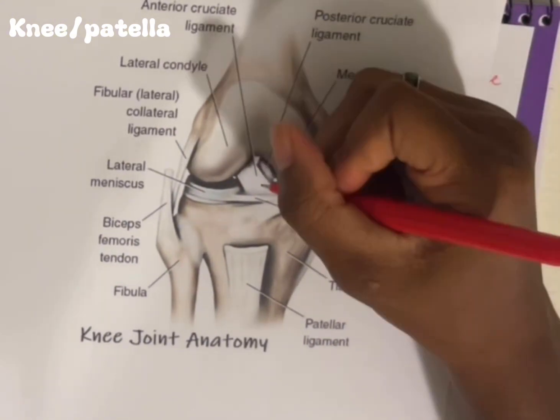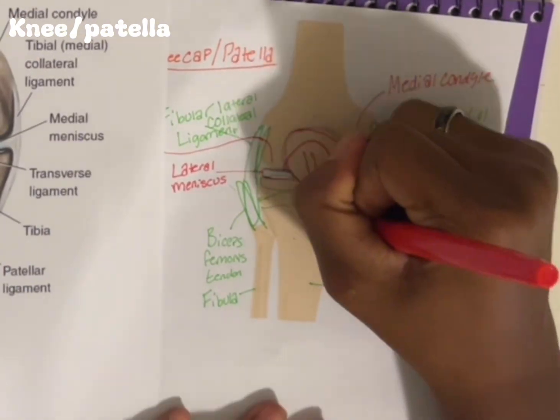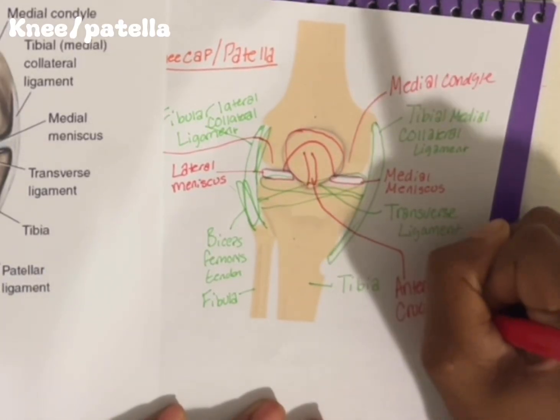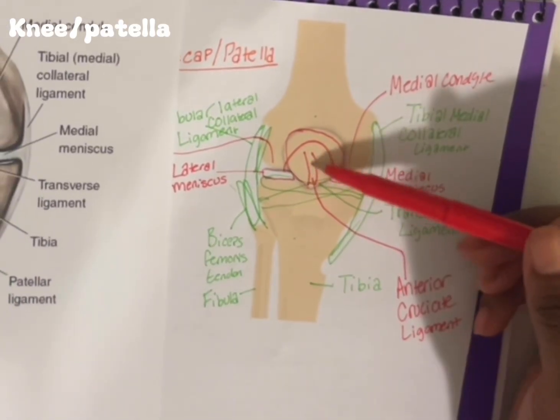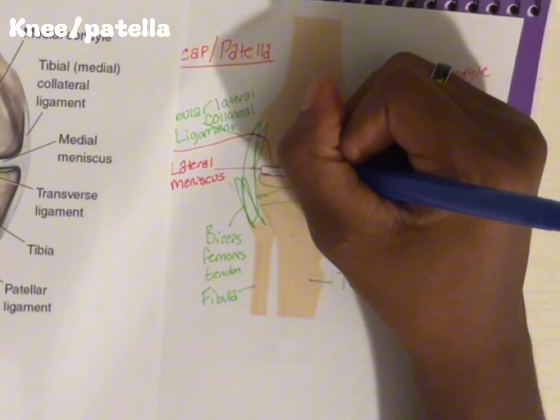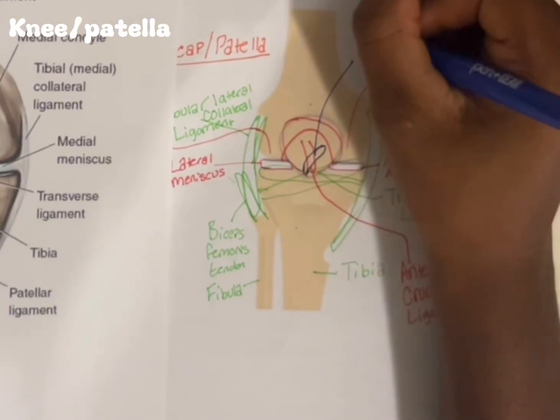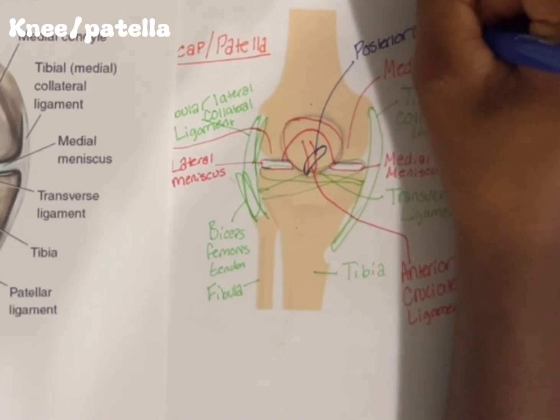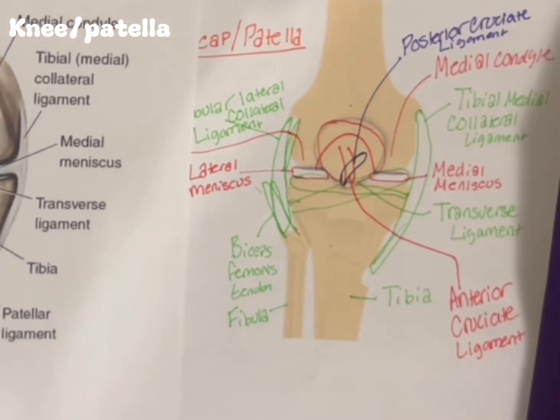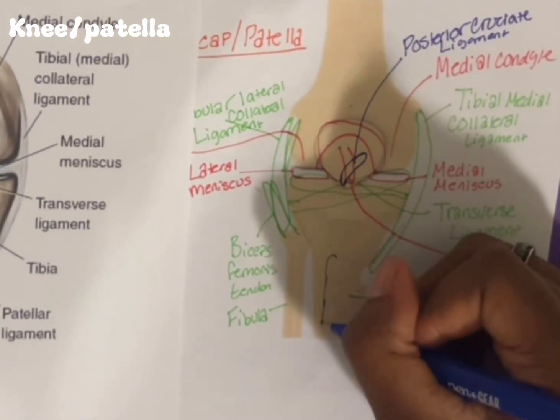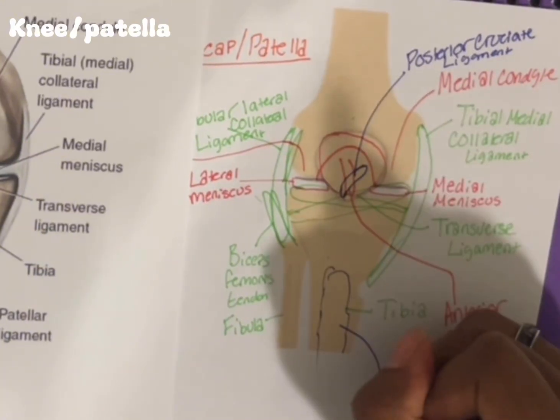It's one anterior cruciate ligament. I'm going to put it kind of here. So I'm going to put anterior cruciate ligament. It's just this one coming up. Then there's two in the back, and that is your posterior cruciate ligament, because it's behind the knee. And then if you look right here, this right here is going to be your patellar ligament.